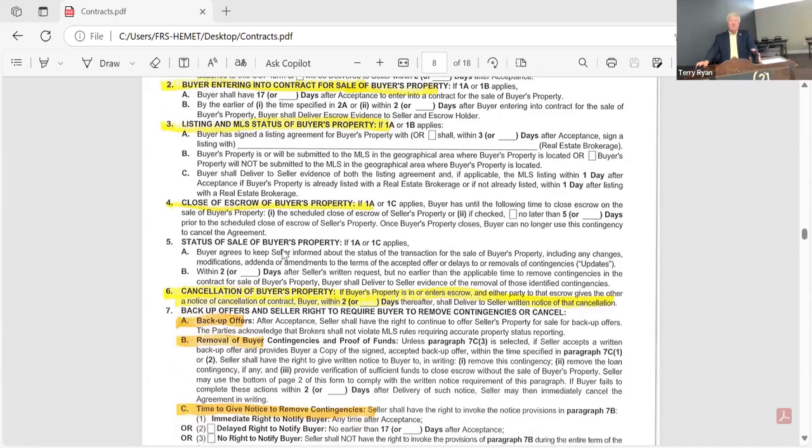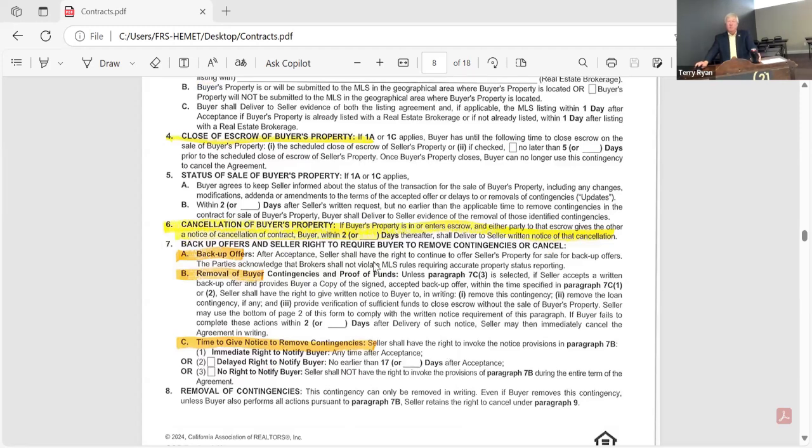And then seller agrees to keep, or buyer agrees to keep seller informed about the status of the transaction. Cancellation of buyer's property. If buyer's property is in or enters escrow and either party to that escrow gives the other a notice of cancellation, buyer within 2 days after shall deliver to the seller written notice of that cancellation, because it may affect some of these terms up here, but I have to let them know immediately.